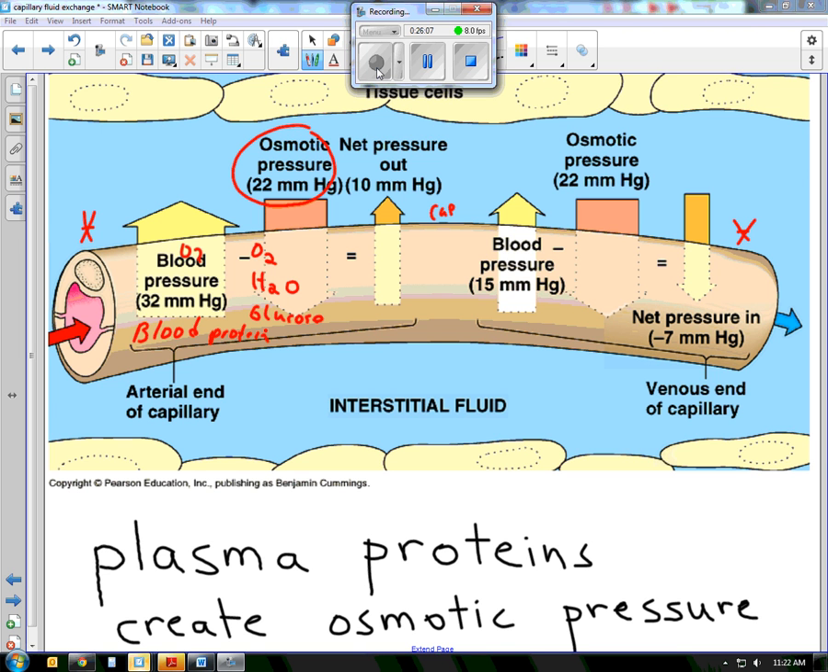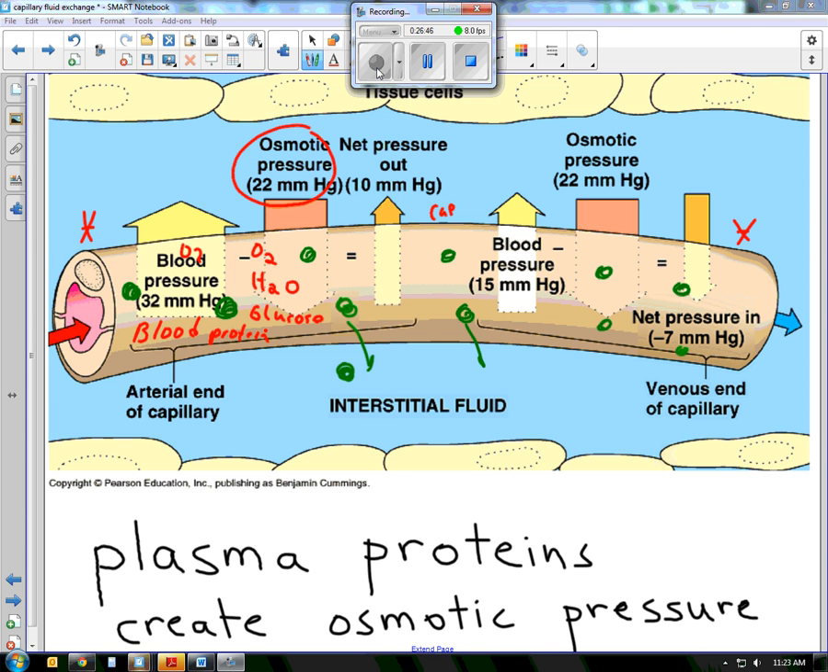So what are they? Well, I'll put them in green here. They're really big molecules that are too big to escape through the walls of the capillaries. They would have a hard time getting through there. And so when those blood proteins stay in your blood, it means that the osmotic pressure is relatively constant. It's not going to vary too much.